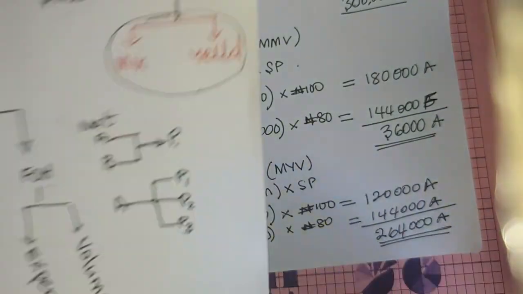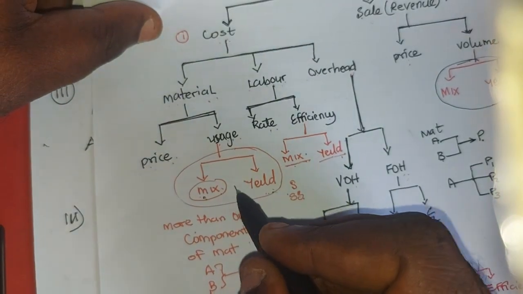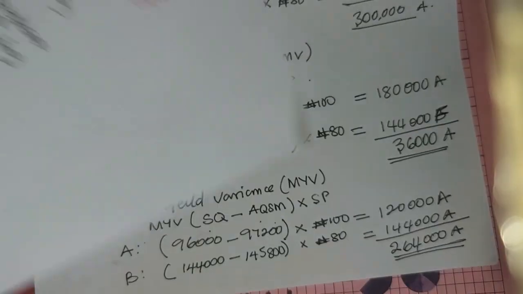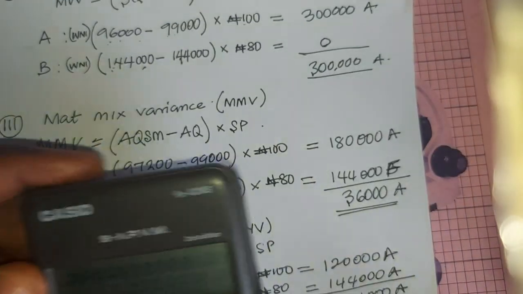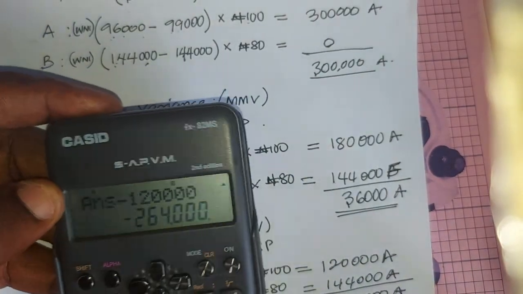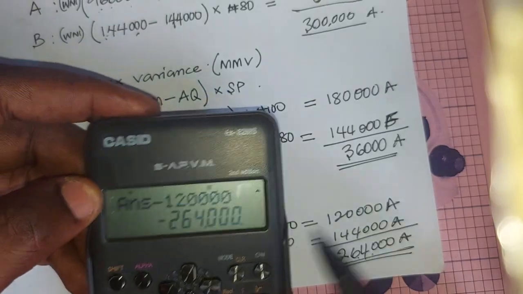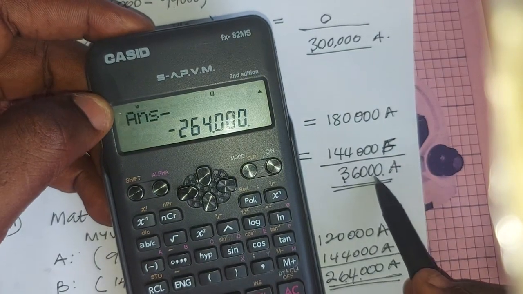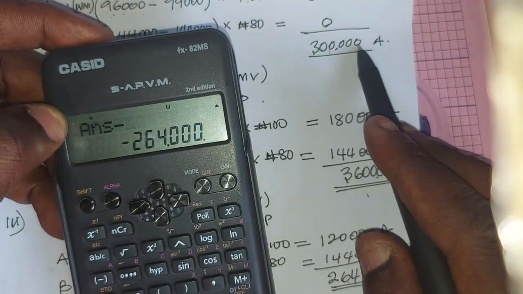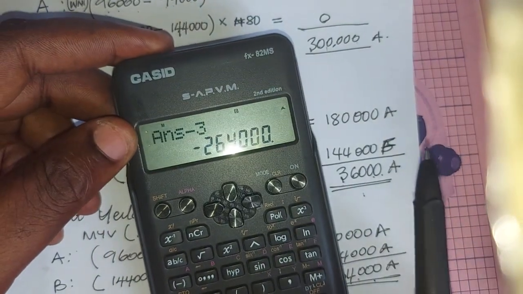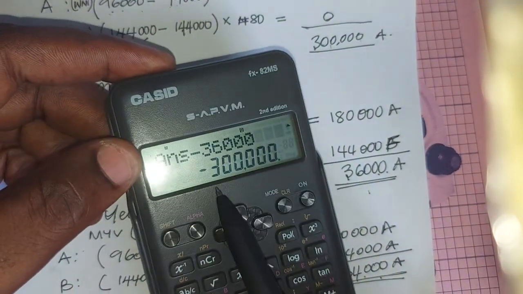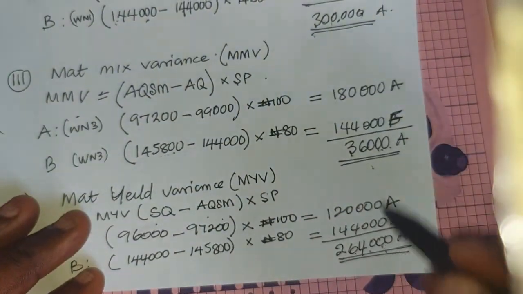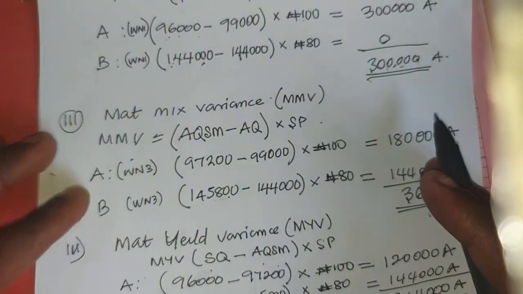Then, like I told you, if you look at the analysis, if you add mix and yield together, it must give you the usage. So let us see from our question. Let us add. So this is 246,000. Let us add it with this. This is also adverse. It must give us this adverse of 300. So let's see, minus 36,000. Fine. Now it means you get it. So we can equally add these two together to get our material usage variance.